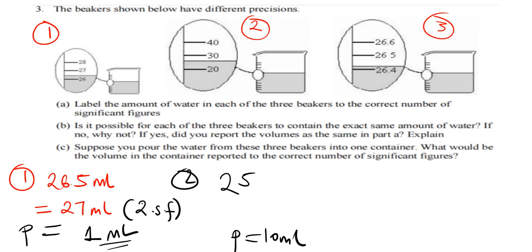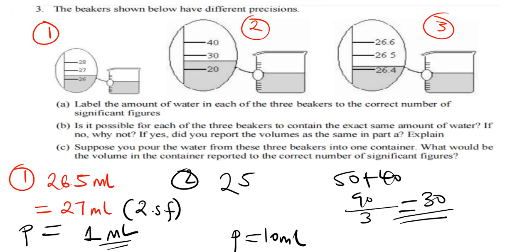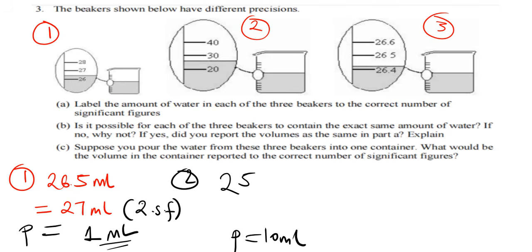But if we're going to find the average between those ones, if I say 20 plus 30, that is 50, plus 40, that is 90, divided by 3, that is around 30. So if it's around 30, I'm not going to write 27 or 25 because it's around this area. So I'm just going to round it off to say, okay, this is 30 mu's.